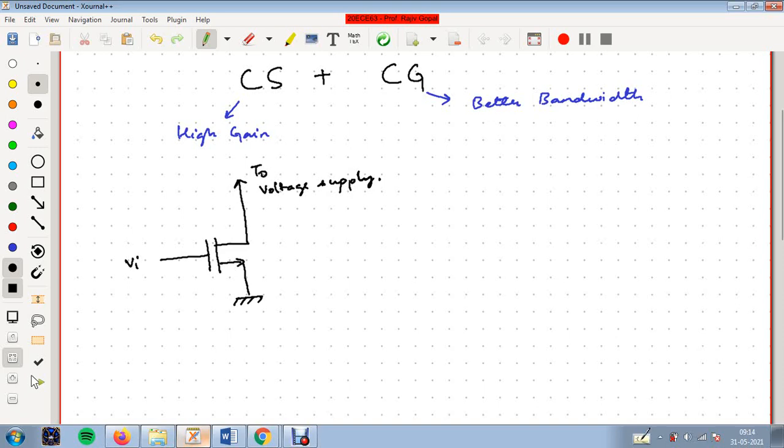For such a common source amplifier, if I look at the impedance in this direction, I will find R naught between drain and source. For such an amplifier, my gain is actually minus GM into R naught. So if I want to increase my gain, I have to find a way to increase this R naught. If I increase R naught, obviously my gain will also increase.